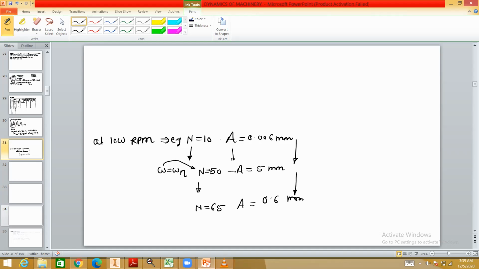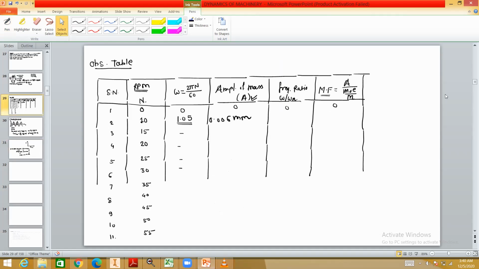By using these different values of RPM or operating speed, we can study the response of the system. To study the response, we have to plot a graph. The y-axis will be amplitude and the x-axis will be the external frequency, that is omega. For that, we need a set of readings for different values of the operating speed. I will give the direct readings, you just note them down.